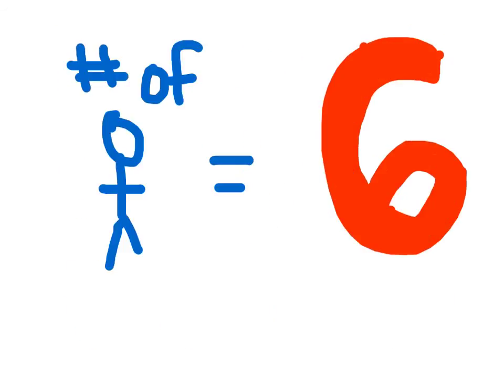So now we get back to the idea that the number of students is 6 again. So the number of students that ate the donuts is 6. There were 6 students who ate the donuts.